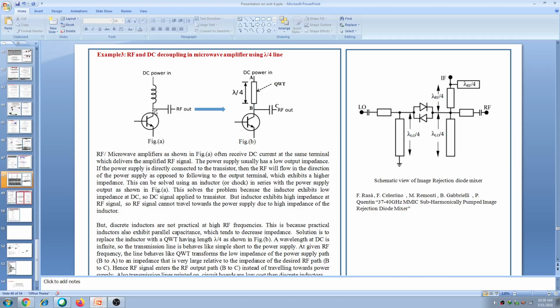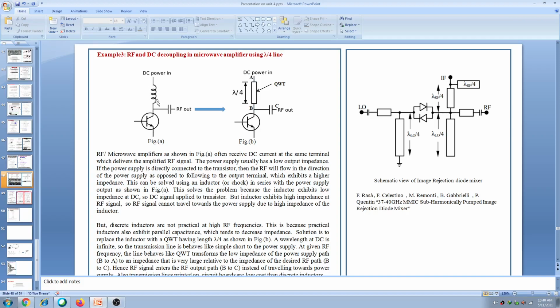But for an RF signal, what happens? The reactance of this is high, because as the frequency increases, omega L increases, so reactance increases. Automatically the RF signal finds high impedance here, so it doesn't go like this, it will go like this. That is what they do at a low frequency, to avoid the RF signal entering the DC power supply: they connect a choke or an inductor.